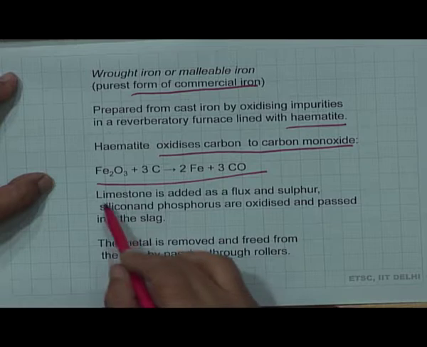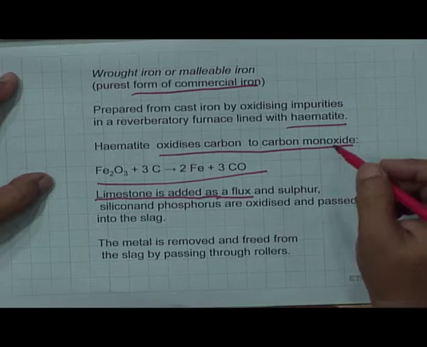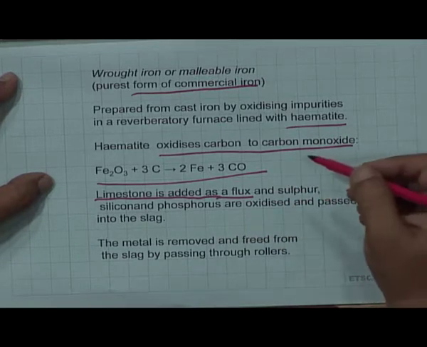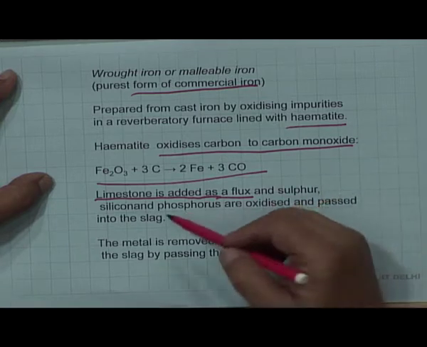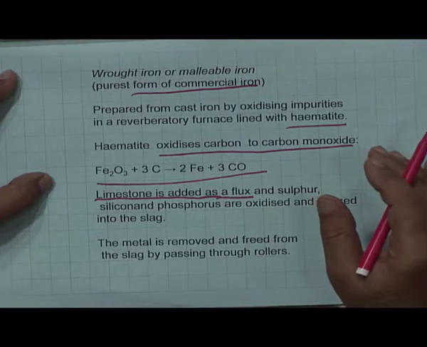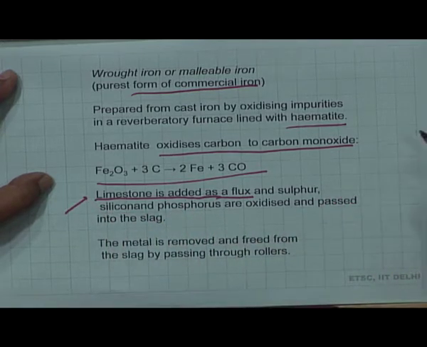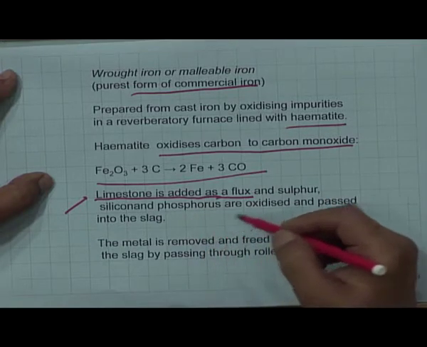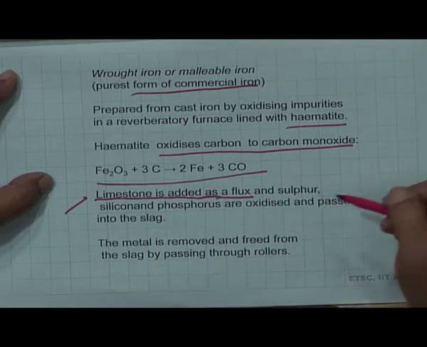Now, here also limestone is added as a flux. What does limestone do? It removes the small amount of silica which is left; sulfur, silicon, phosphorus, they are all oxidized and passed into slag. Silicon which is present cannot be converted into a gas, it will be converted into an oxide, silica. So, limestone is required. Similarly, phosphorus cannot be converted into a gaseous product by oxygen. So, phosphorus will be converted into phosphate and limestone will take away this phosphate in the form of calcium phosphate.